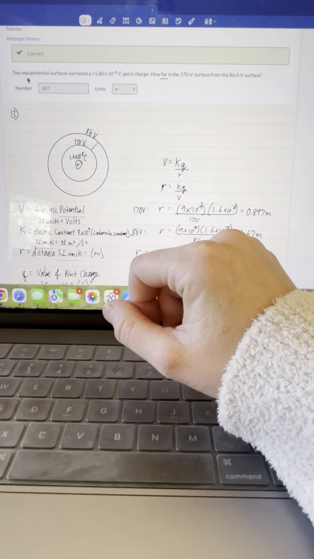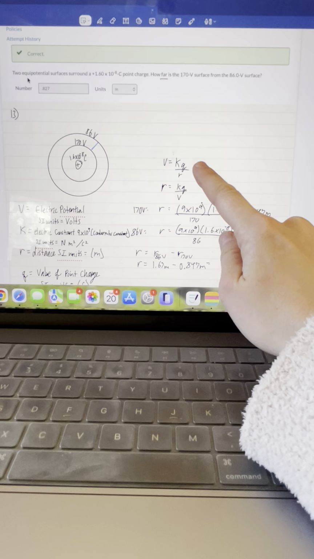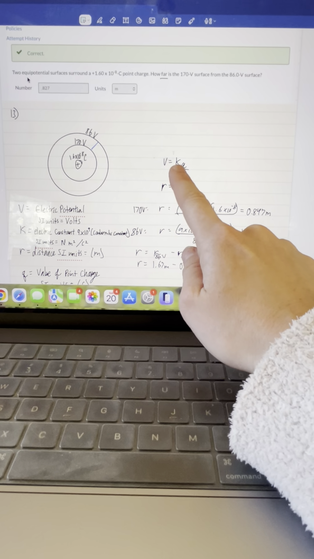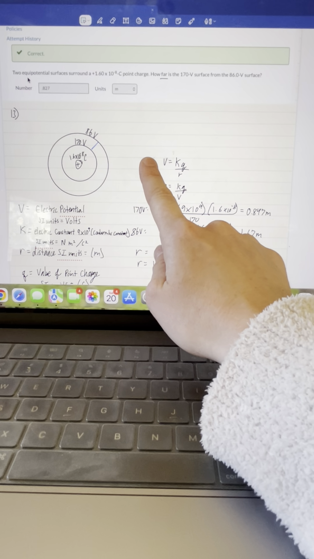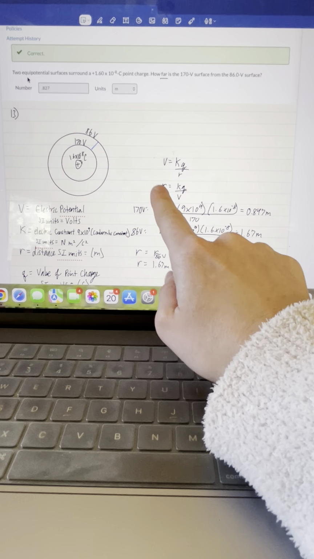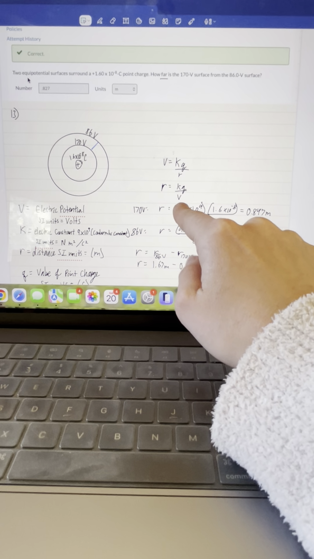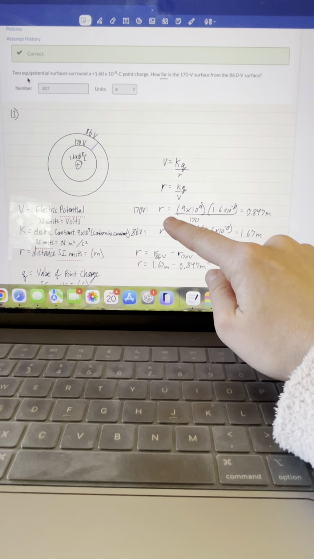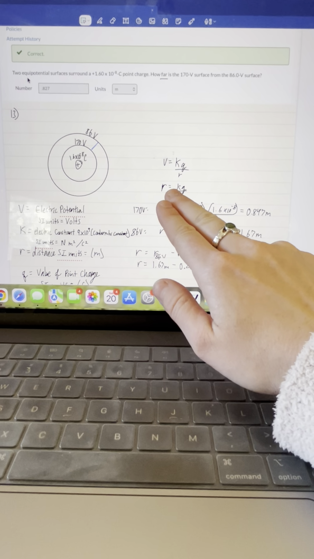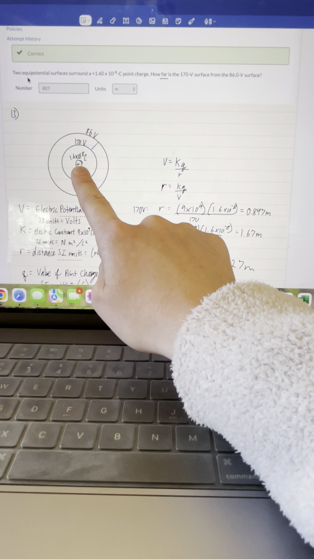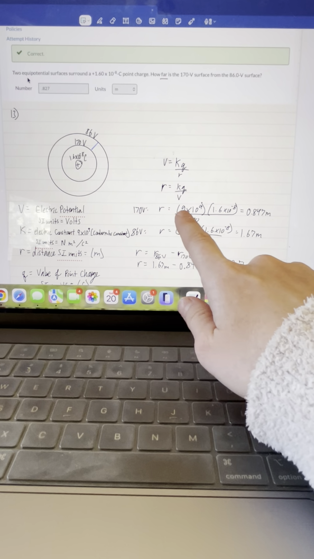I have to change this equation to be able to get R by itself. So I multiply R to both sides, and then I divide by V to move V over to get R by itself, which would be R equals kQ divided by V. Then now I just plug in all the numbers that I have. To find the radius, I need to find the radius of each point from this charge, so I have to do it one at a time.